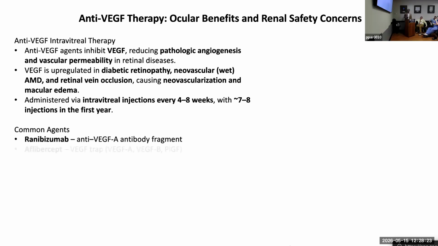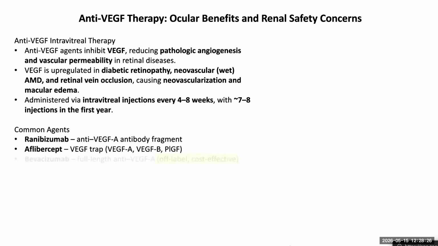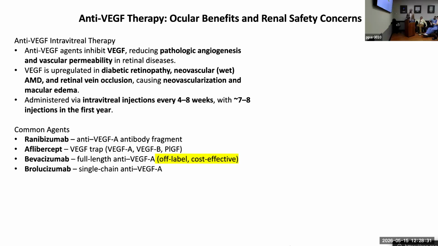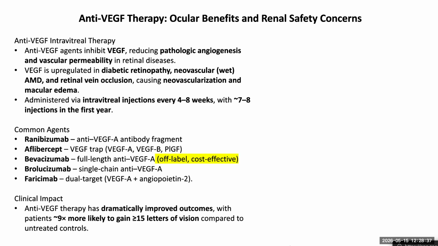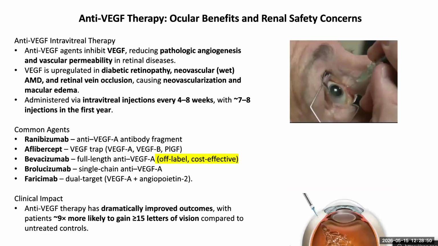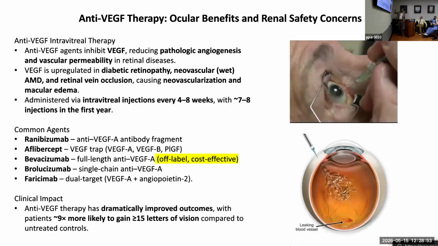Common agents include ranibizumab, aflibercept, and bevacizumab, which is off-label and cost-effective. That's why everyone is using it. Then brolucizumab and faricimab. The clinical impact is that they have dramatically improved outcomes, including patients being 9 times more likely to gain more vision, including 15 letters compared to the controls. That's why it's a standard of care. So this is how they usually inject, going from the pars plana approach. And this is the junction, and it goes right away inside the vitreous.